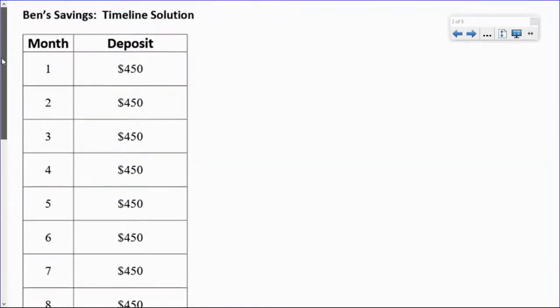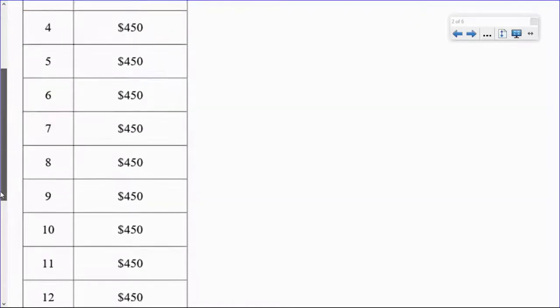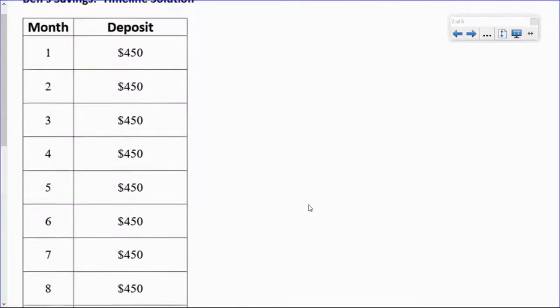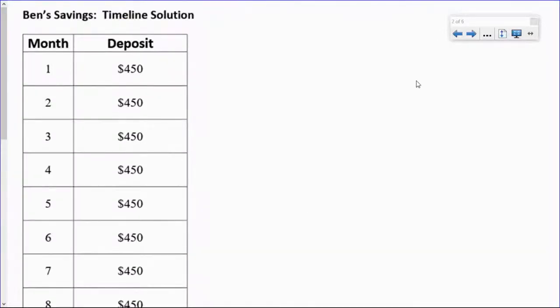So for the timeline of this, you need to realize that he's making these payments at the end of every month, and we want to know how much he has after 12 months. Technically the easiest one to figure out is the $450 he puts in at the end. That doesn't collect any interest because it doesn't have any time to collect interest. The $450 he puts in at the first month actually has 11 months to collect interest.